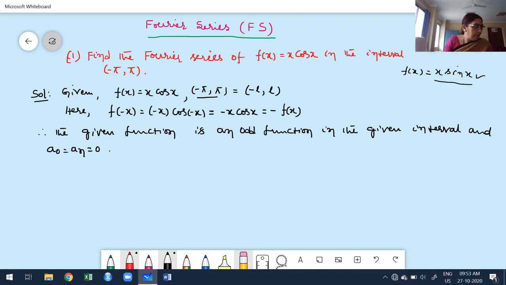Now, before constructing the corresponding Fourier series, first I have to know the value of L. In the second case, the general interval is minus L to L. The given interval is minus pi to pi. That implies L is equal to pi. That implies n pi x by L is nothing but nx. Once you substitute the value of L, pi cancels.